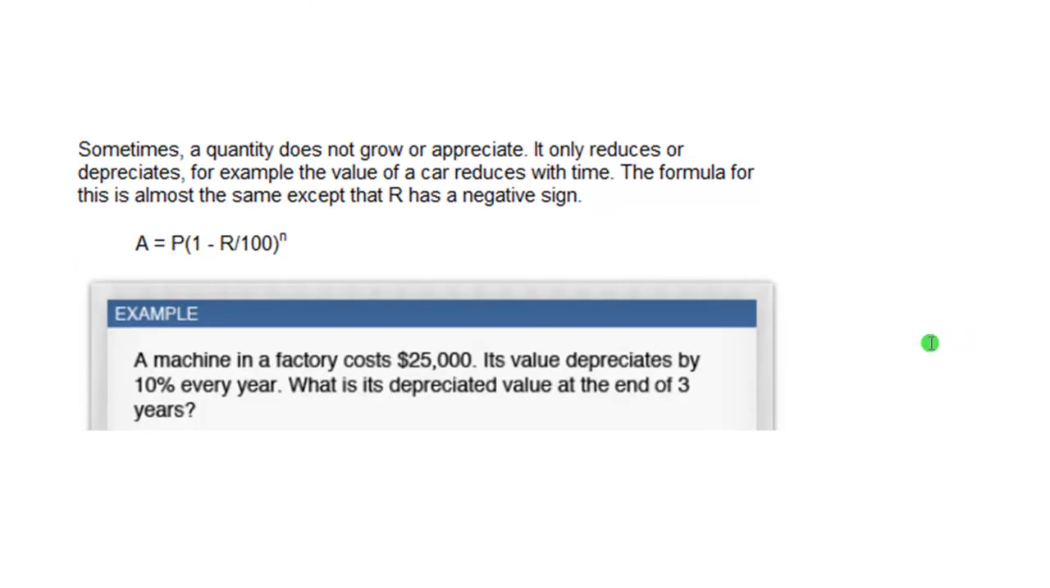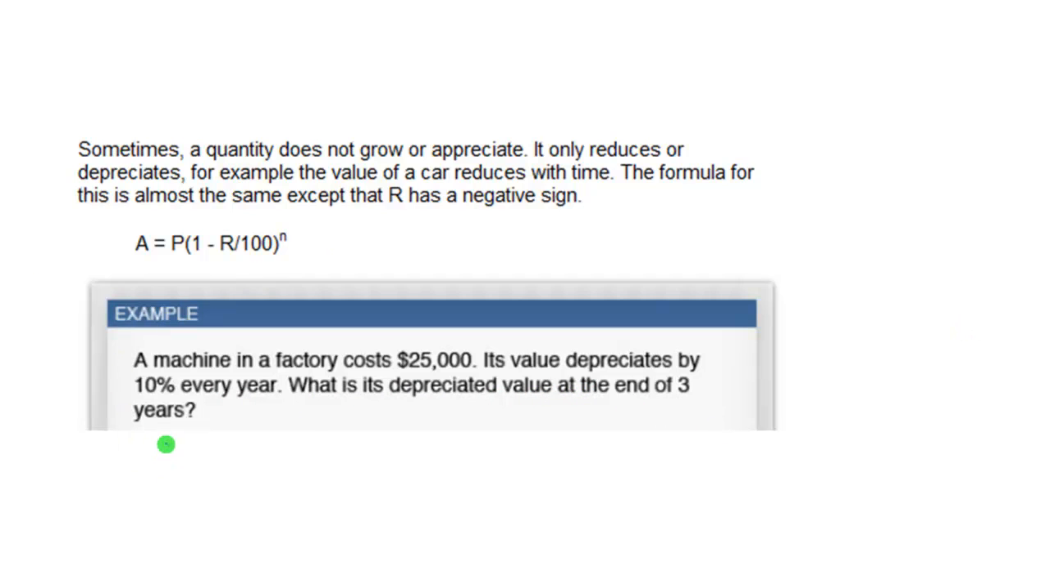And our last problem. It says sometimes a quantity does not grow or appreciate. It only reduces or depreciates. For example, the value of a car reduces with time. The formula for this is almost the same, except that R has a negative sign. See that? So for depreciation, you need a negative sign there. Okay, the rest is the same. So it says, a machine in a factory costs $25,000. Its value depreciates by 10% every year. What is its depreciated value at the end of 3 years?